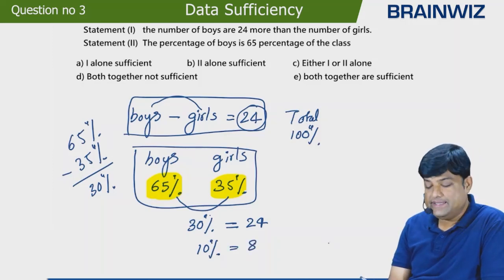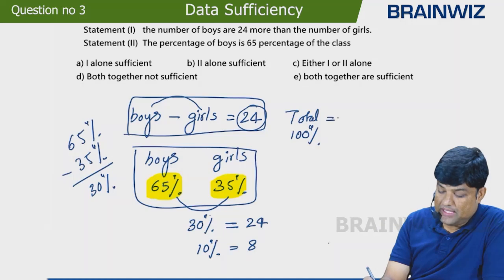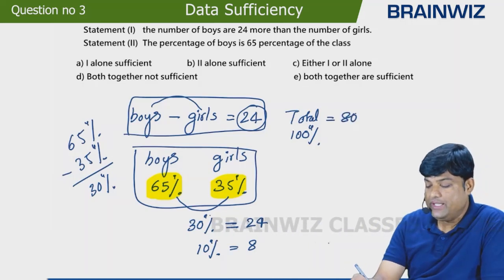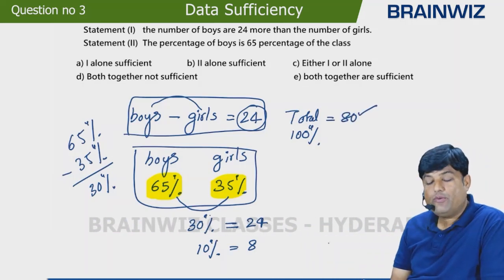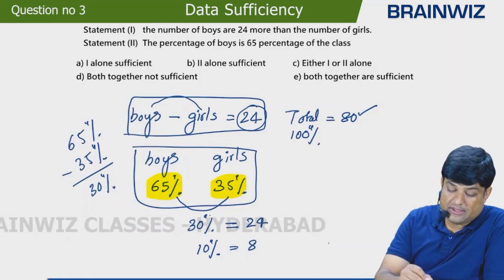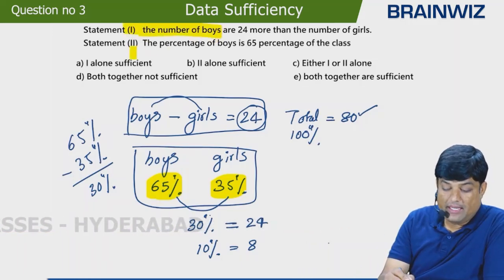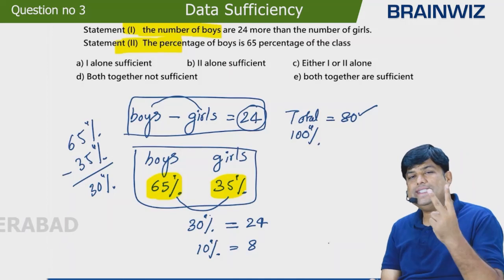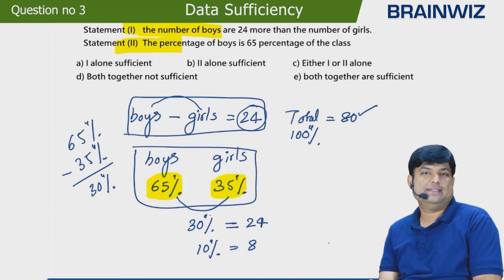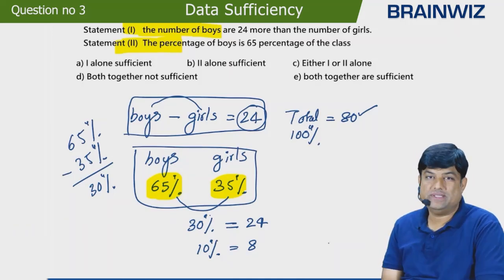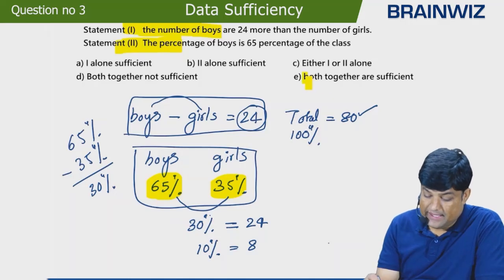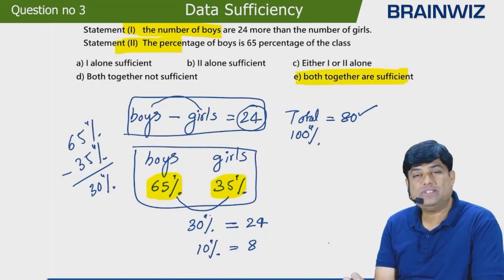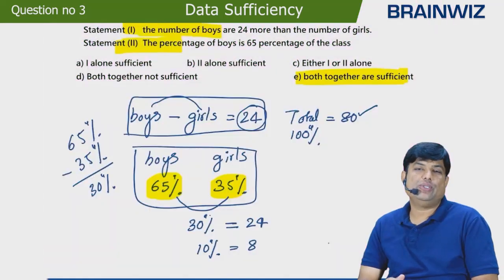When 10% is 8, the 100% of the class strength is 80. So in this way, we can answer the question. For answering this question, I want statement 1 and I want statement 2. Using these two statements only you are able to answer. The trick is the difference of percentage. So we can say that both statement 1 and statement 2 together are sufficient to answer this question.